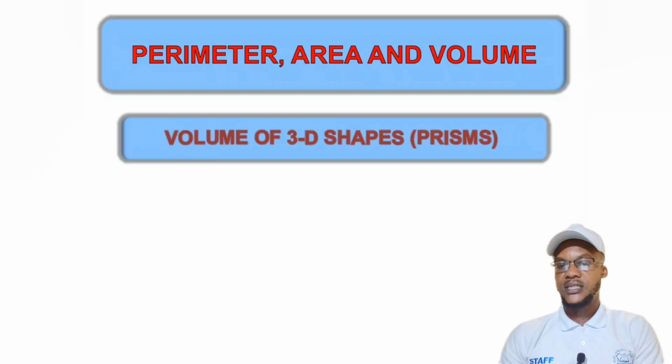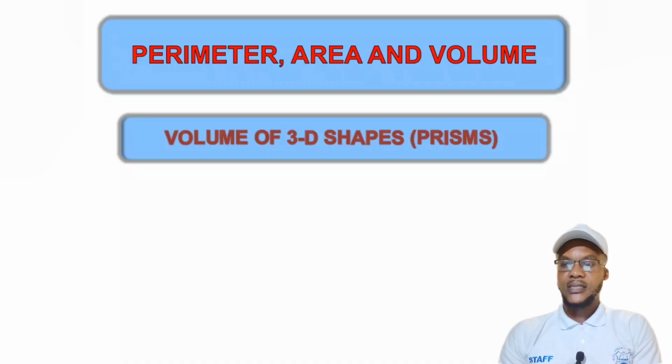3D shapes, three-dimensional shapes. And that is going to center on what? Prisms. We know that when we talk of 3D shapes, we have different kinds of 3D shapes. We can even talk of the pyramid, but for the purpose of our lesson for today, we are looking at only the volume of prisms.